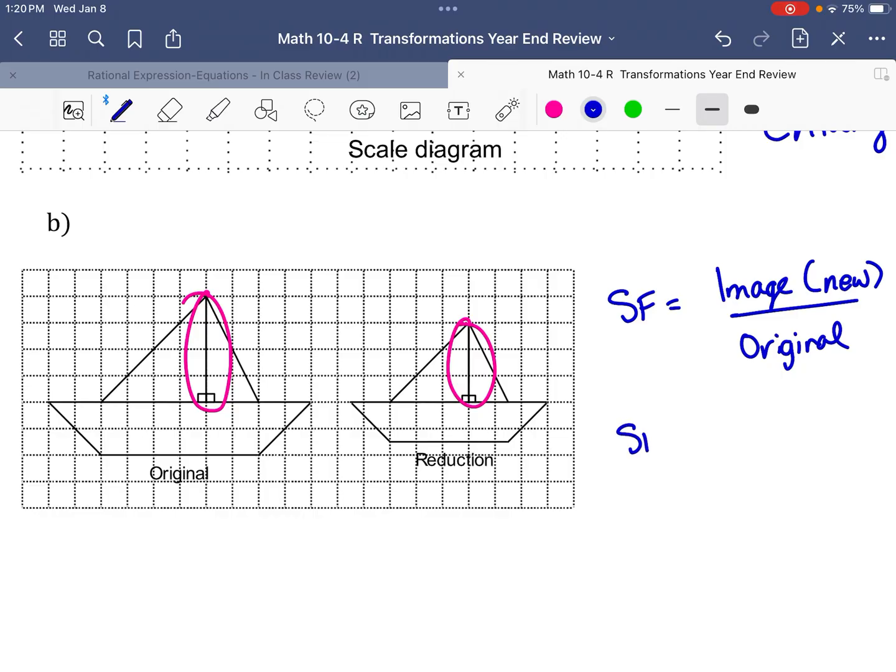So the scale factor is the image, which is the new thing, and it looks like that's 3 units tall, and this is 4 units tall. So the scale factor is going to be 3 over 4, and that is all we're looking for, the scale factor. It's 3/4 as big, which means this is a reduction.